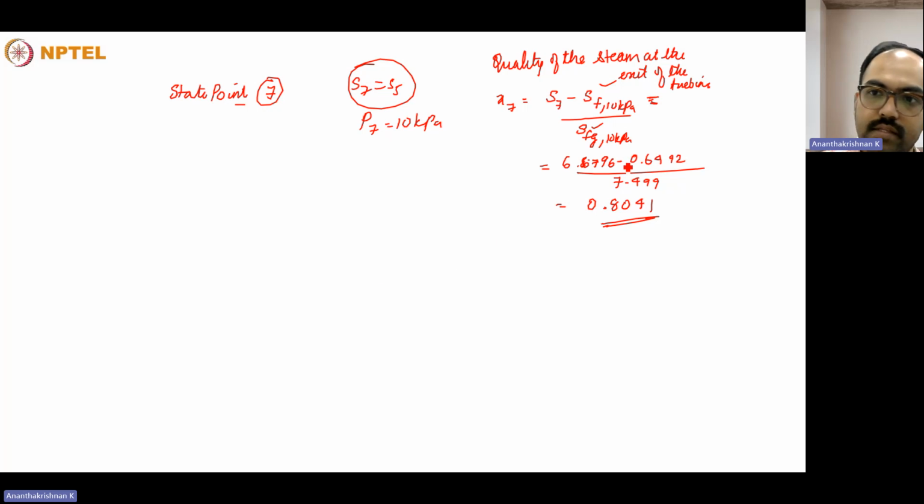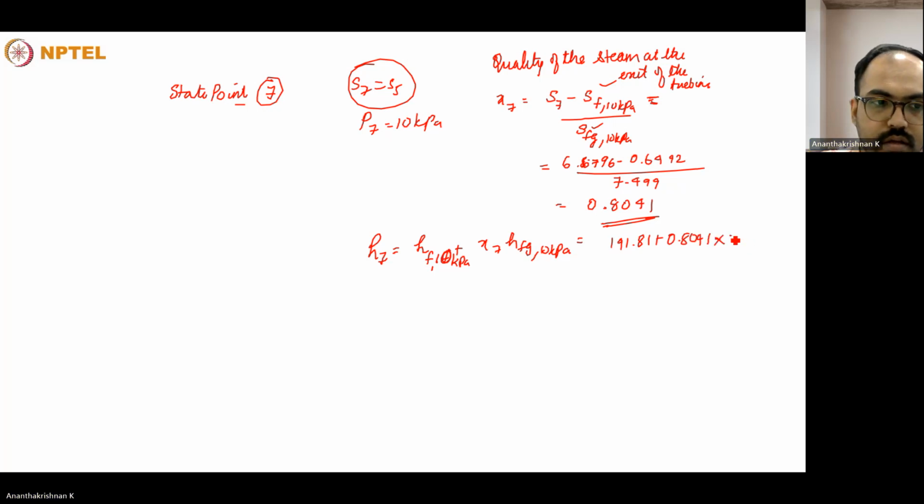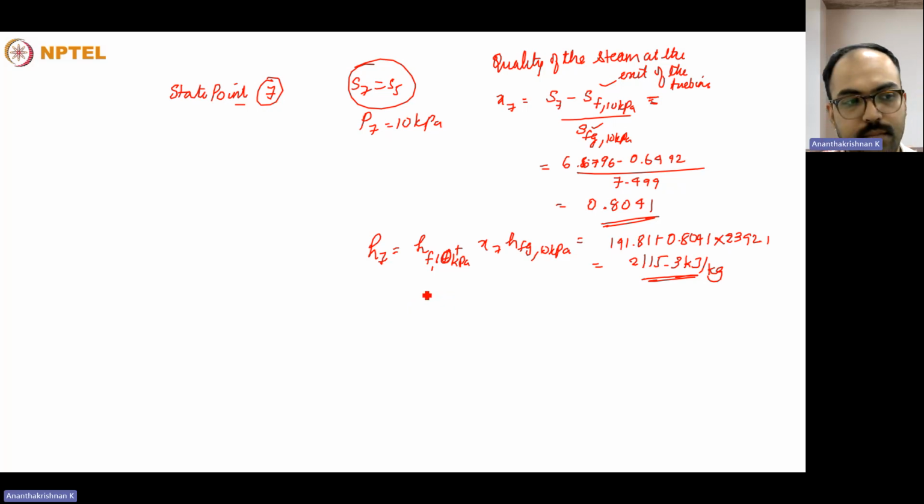So we get this quality, and from there we can get H7. H7 will be equal to, same approach, H fluid at 10 kilopascal plus X7 into HFG at 10 kilopascal. That will be 191.81 plus 0.8041 into 2392.1. So that will be equal to 2115.3 kilojoule per kilogram. So that completes almost all the state points.